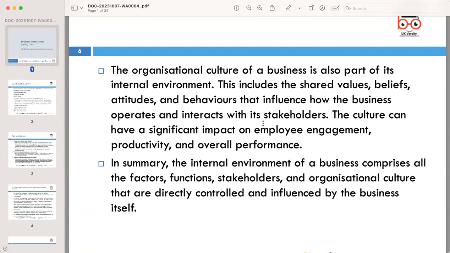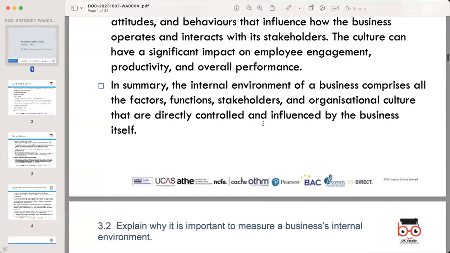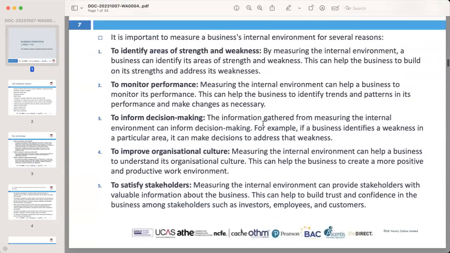In summary, the internal environment of a business comprises all the factors, functions, stakeholders, and organizational culture that are directly controlled and influenced by the business itself. So basically, organizational culture is part of the internal environment and encompasses shared values, beliefs, attitudes, and behaviors that influence how a business operates and interacts with other stakeholders. Any questions or comments, if anyone is there?